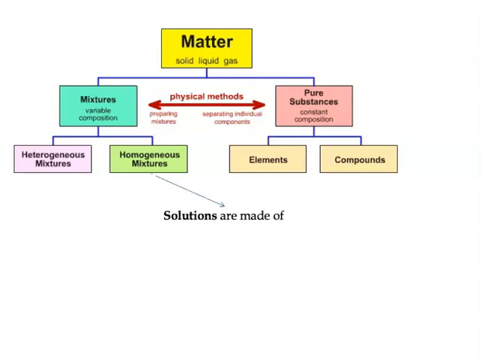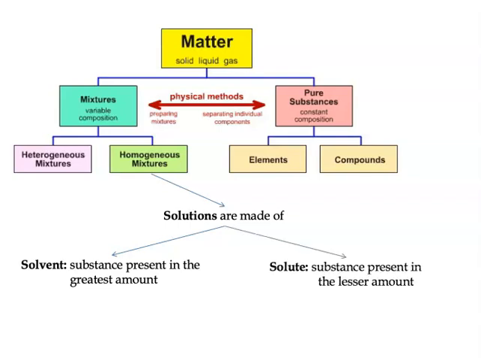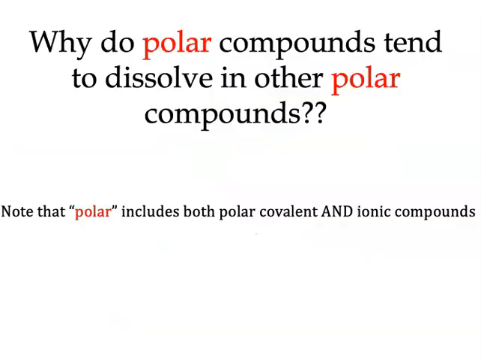And when you take a look at the definition of a solvent, that's going to be the substance present in the greatest amount, and then the solute is going to be the substance present in the lesser amount. So as an example of, say, salt water, that would be something where sodium chloride is the solute and the solvent is water. Another way you might say that is that a solvent does the dissolving, and then a solute is the thing that is dissolved.